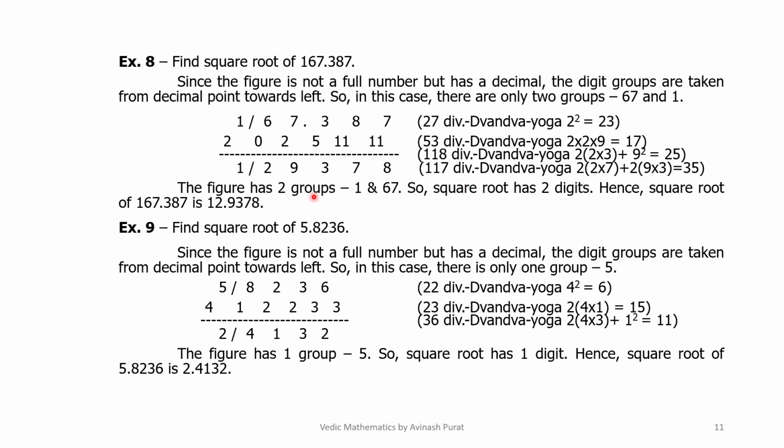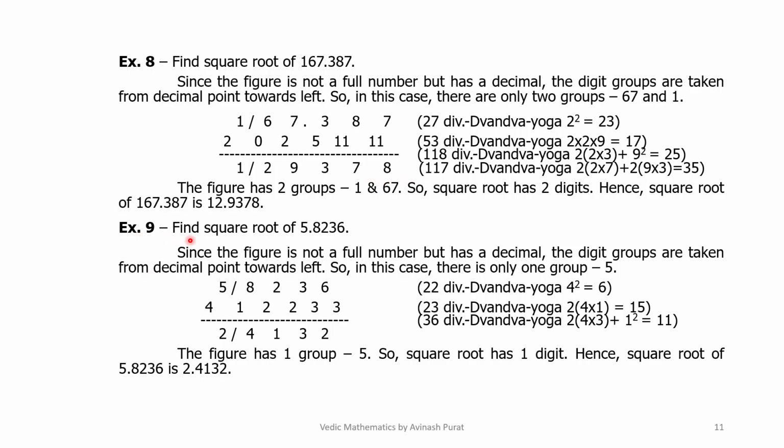The figure has two groups, 1 and 67. So the square root has two digits, and the square root of 167.387 is 12.9378.